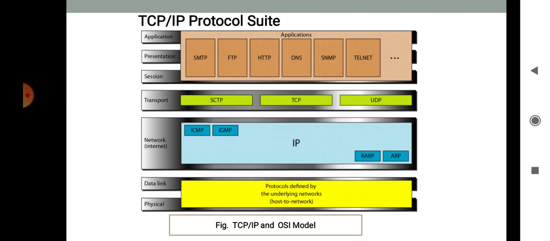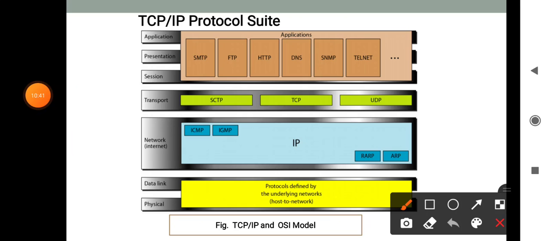That means physical layer, data link layer, network layer, then transport layer and application layer. The first 4 layers provide physical standard, network interface, internetworking and transport functions that correspond to the first 4 layers of the OSI model, and the 3 topmost layers in the OSI model are, however, represented in TCP/IP by a single layer called the application layer, as shown in this figure, and it has some applications shown in this figure.